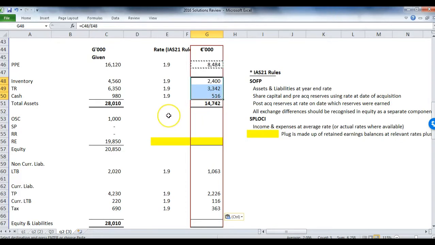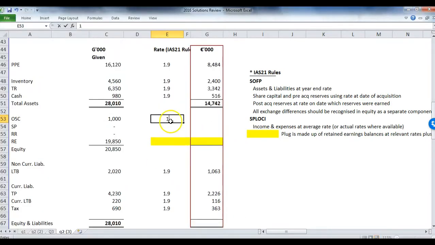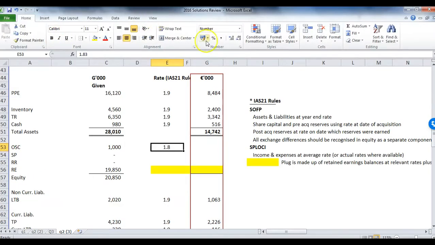The only other two figures we need to translate are the ordinary share capital. Now this should be done at the date of acquisition. So this is the ordinary share capital at the date of acquisition. So in this case we're going to use the rate at the 1st of January 2015, because that's when it was acquired. And that is 1.83. So take the figure here, 1.83. Just put that out.